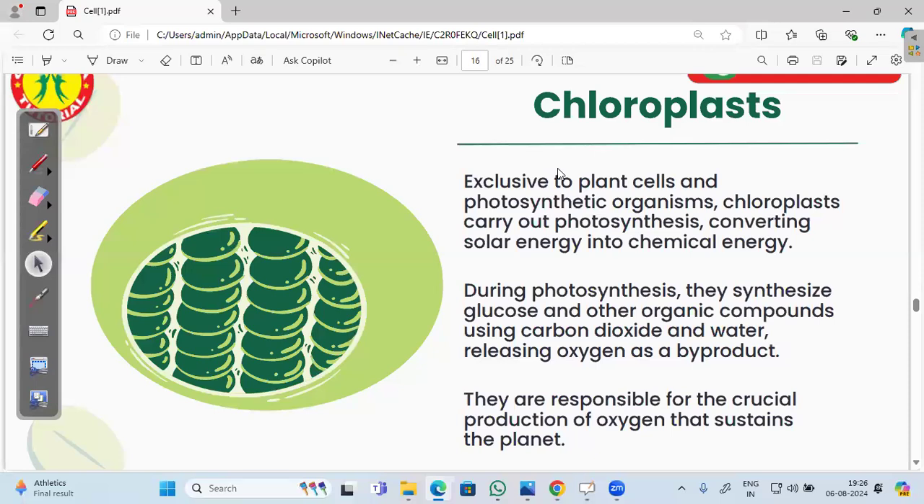The chloroplasts are green in color and they store chlorophyll pigment. The pigment chlorophyll is stored in chloroplasts. The role of the chloroplast is to absorb the sun's light.